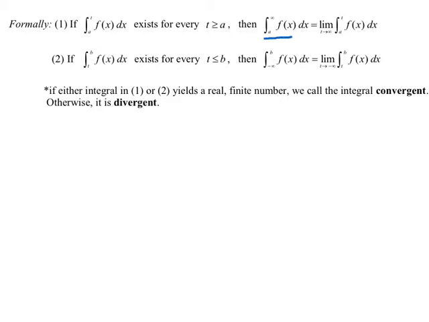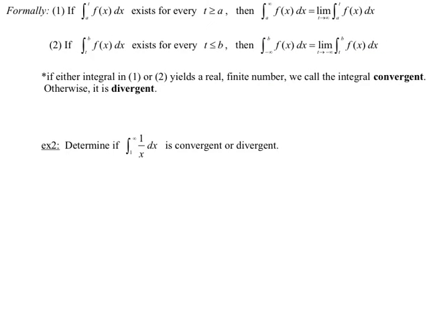I know that sounds like a lot of mumbo jumbo, but pretty much what that means is that when I have this as my setup, I take this integral, and if I get a real finite number for that limit, we call the integral convergent. Otherwise, it's going to be divergent. And we also have a case where, if I have infinity for a lower bound, I would just replace the lower bound with a t and take the limit as t approaches negative infinity.